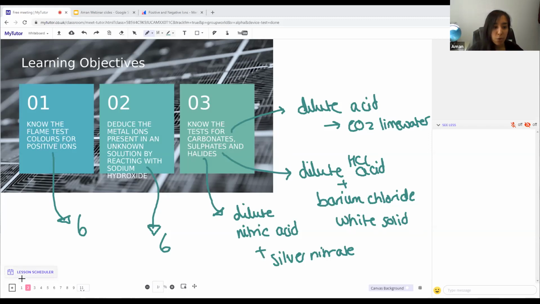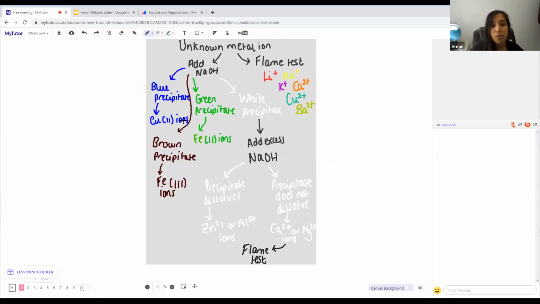Yep, I will go to slide 4 in just a second. So just as a quick recap of the positive ions, remember we can either do a flame test, and there were 6 ions you needed to know about: lithium, sodium, potassium, calcium, copper, barium, or we add sodium hydroxide and you get blue with copper, brown precipitate with iron 3, and green with iron 2, or you get a white precipitate and then we add excess sodium hydroxide to tell which ion it is.